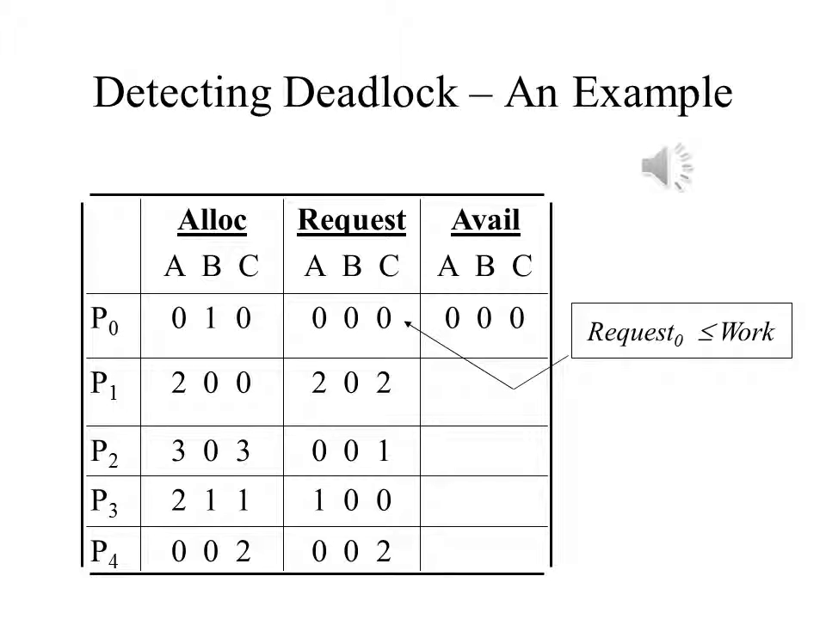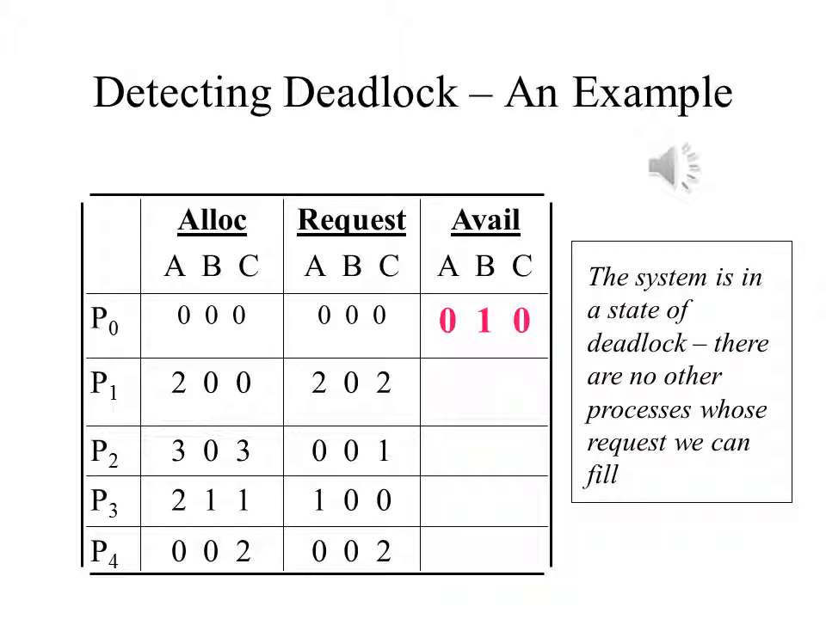Let's look at this system with one change. Let P2 request a single instance of resource C. Since the only process that can run to completion is P0, let's assume that it does, and that we can reallocate its resources. We now have available a single instance of B. No A's, no C's. This is not enough to meet the demands of any of the other processes. Therefore, there is a deadlock between P1, P2, P3, and P4.